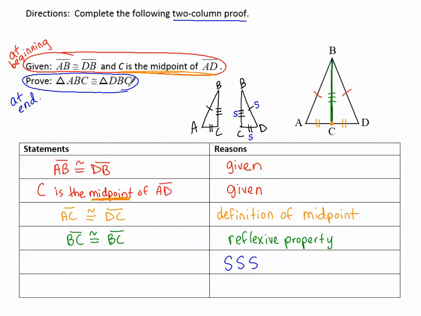So now I've reached the end of my proof where I'm going to write that triangle ABC is congruent to triangle DBC. Why do we have more lines? Well, sometimes you can prove things in a different way. So we have to be ready just in case we take a different path.